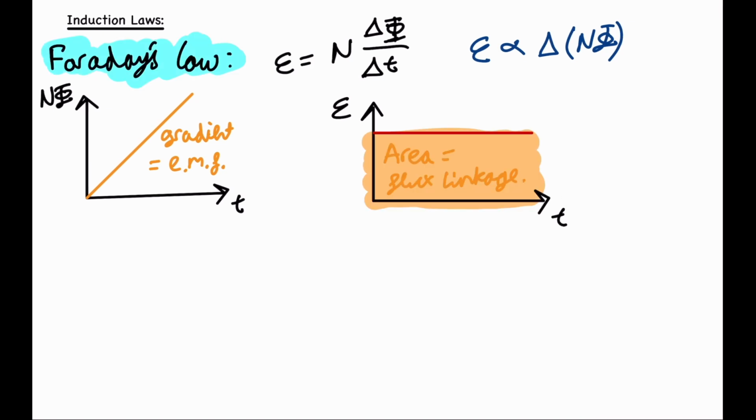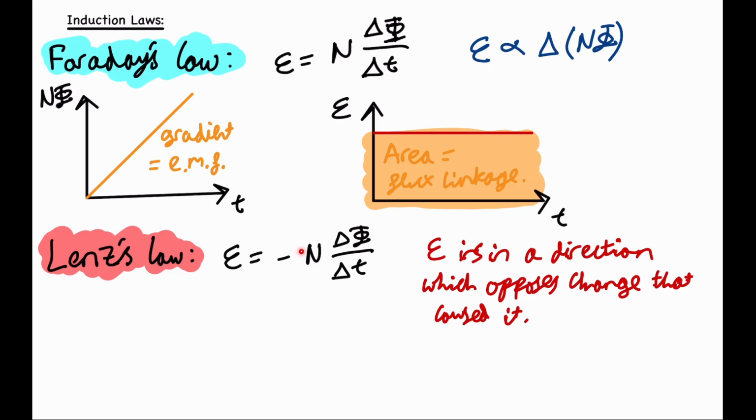Another induction law is called Lenz's law, and this states that the induced EMF is always in a direction that opposes the change that caused it. So it's basically this equation, but you apply a negative to show the direction of the induced EMF. So this negative sign shows the direction of the induced EMF. And this law is so that it agrees with the conservation of energy.